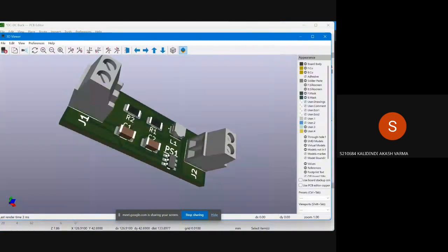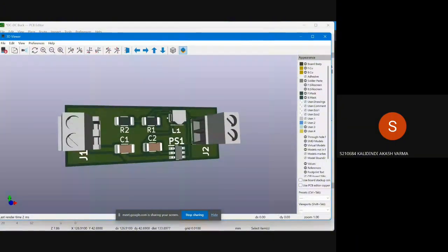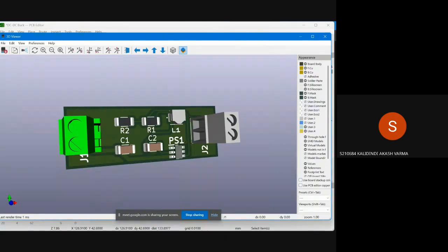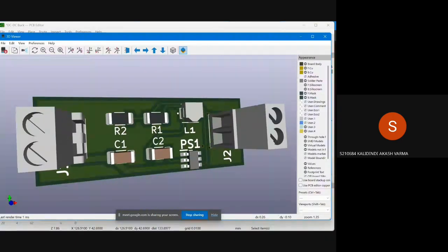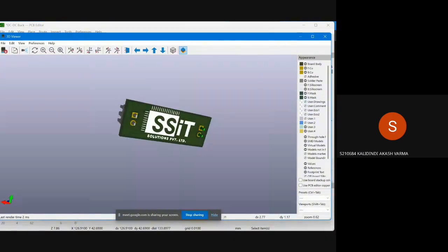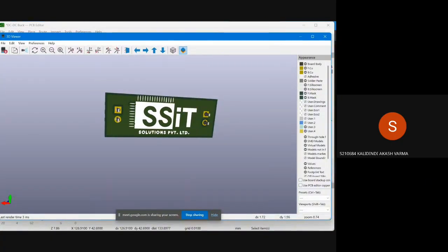This is the PCB of the buck converter. We will apply input at J1 and get the output at J2. If you see, all the tracks are on the top layer only. These are some of the tracks. In the bottom layer, there are no tracks you can observe. This is a single layer PCB.